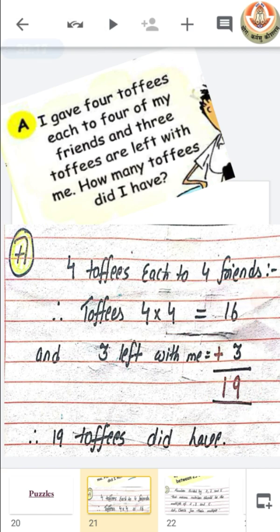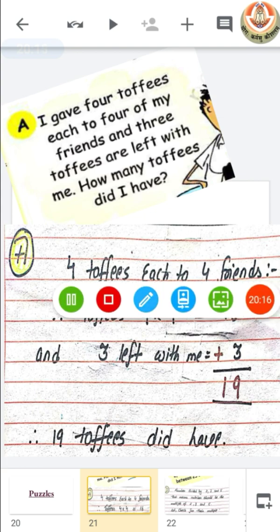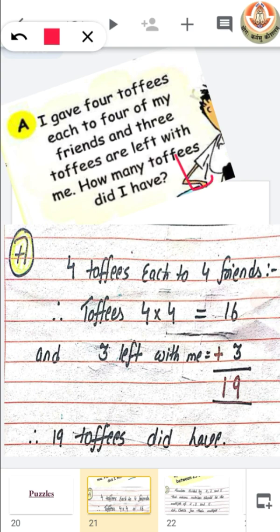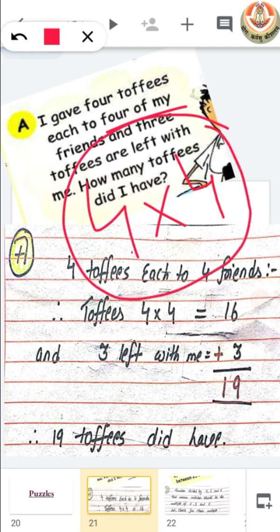Okay. That means if you have given a certain amount of toffees to all of your friends, now how many friends does he have? 4. So how can you find the total number of toffees? By multiplying these two numbers.